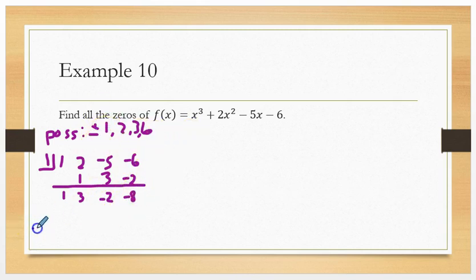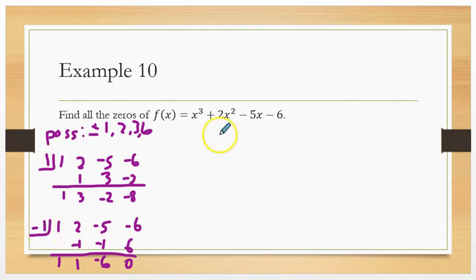I tried positive 1, maybe -1 will work. So then I try -1. The coefficients are the same. And I just repeat this process again and again. Now this time it did work because -1 times -6 is 6. And when I add those numbers together, I get 0. So in the steps, I said, look for one that has a remainder of 0, and that's what I just got here.